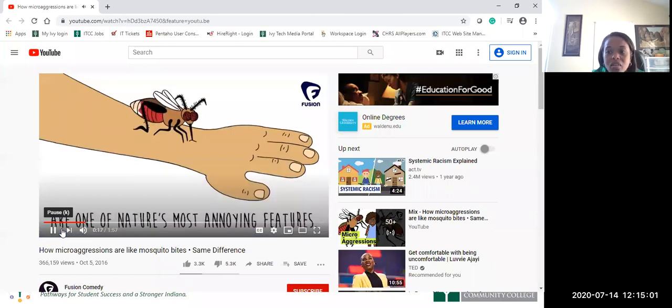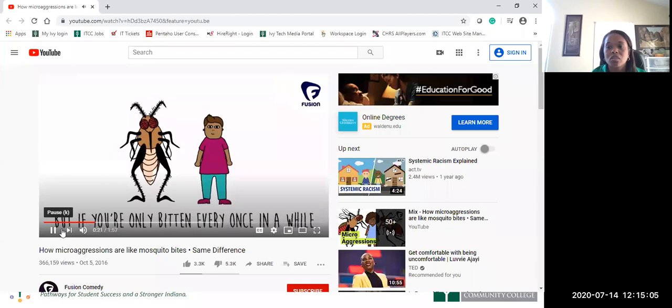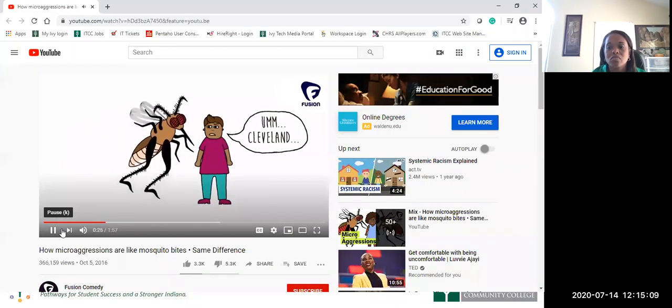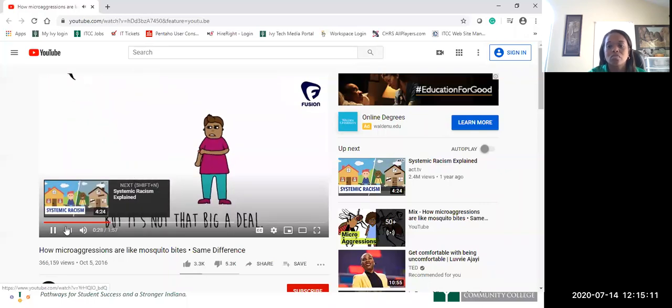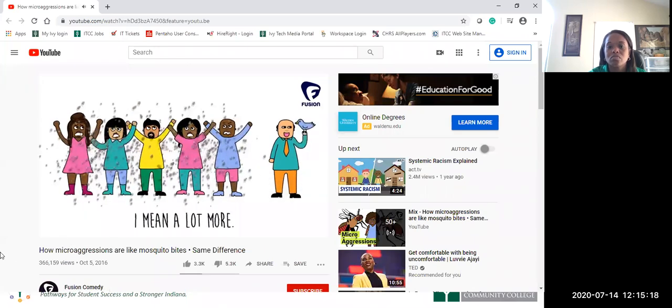Mosquito bites and their itch are one of nature's most annoying features. But if you're only bitten every once in a while... No, where are you really from? Cleveland? Sure, it's annoying, but it's not that big a deal. The problem is that some people get bitten by mosquitoes a lot more than other people. I mean, a lot more.